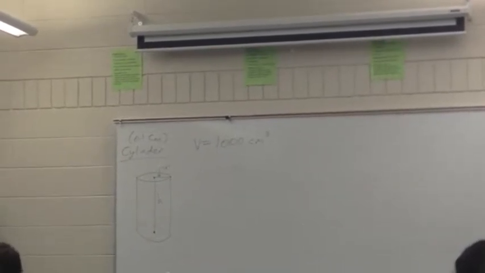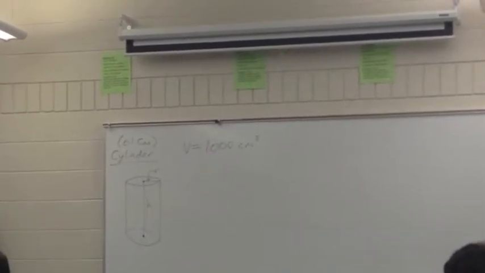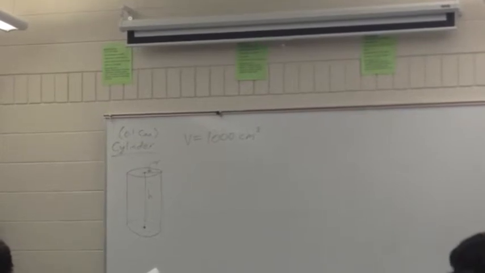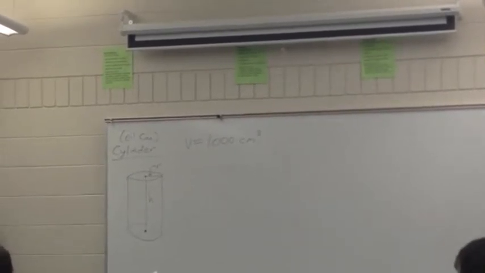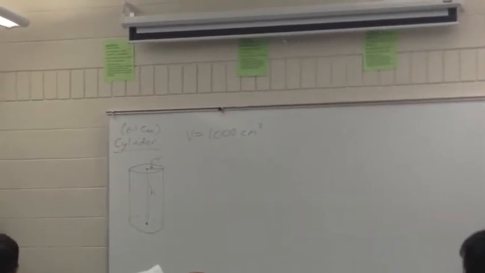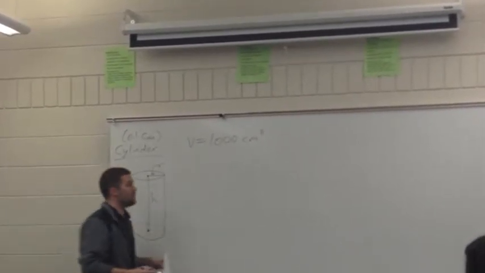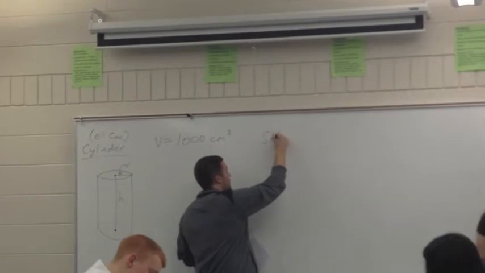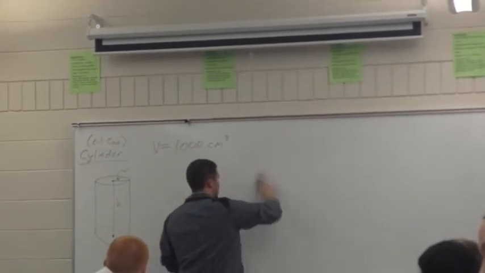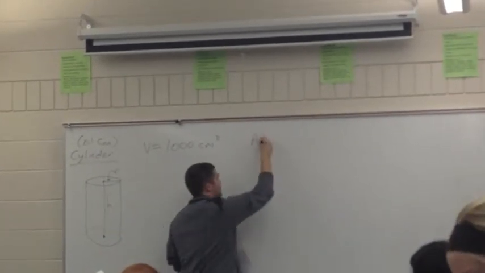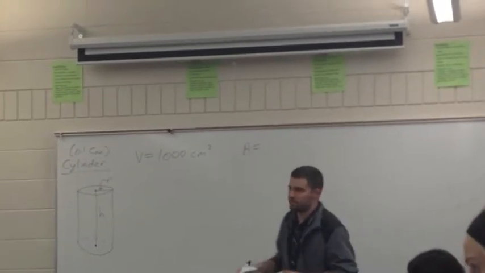Well, first of all, what am I trying to do? I'm trying to minimize or maximize. Minimize what? Surface area, right? So I want to minimize surface area. What is my formula for surface area? Let's just call it A for area. Surface area equals, what's my formula for the surface area of a cylinder?